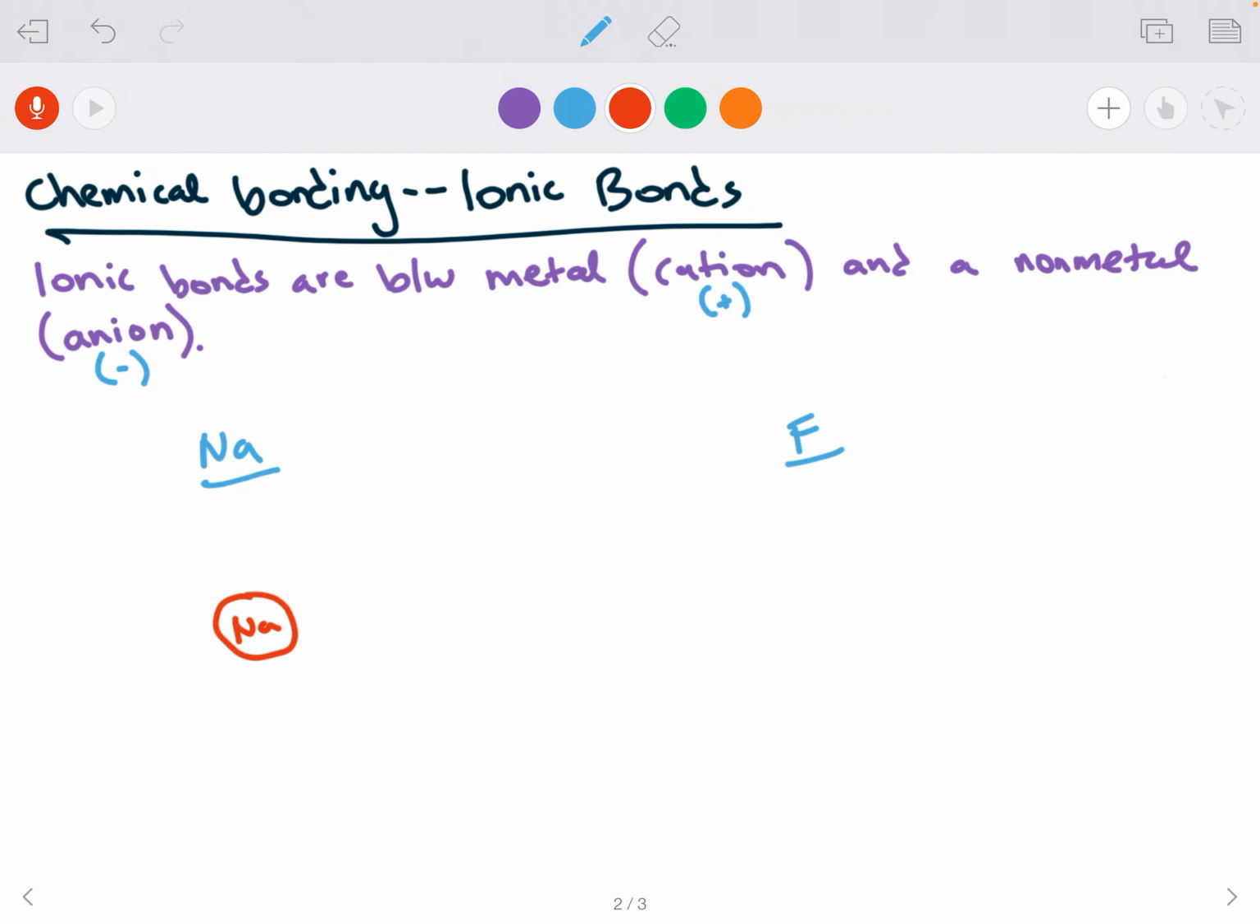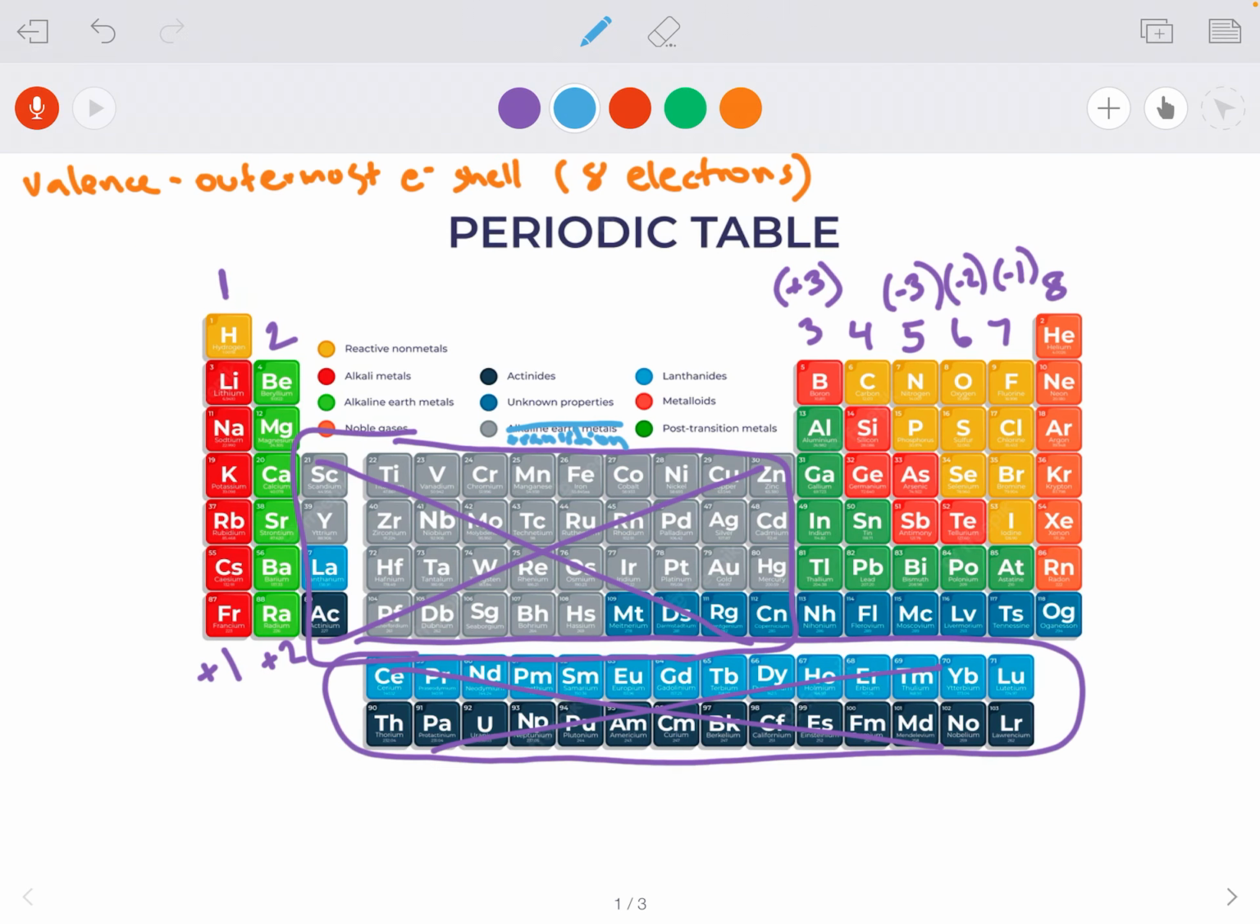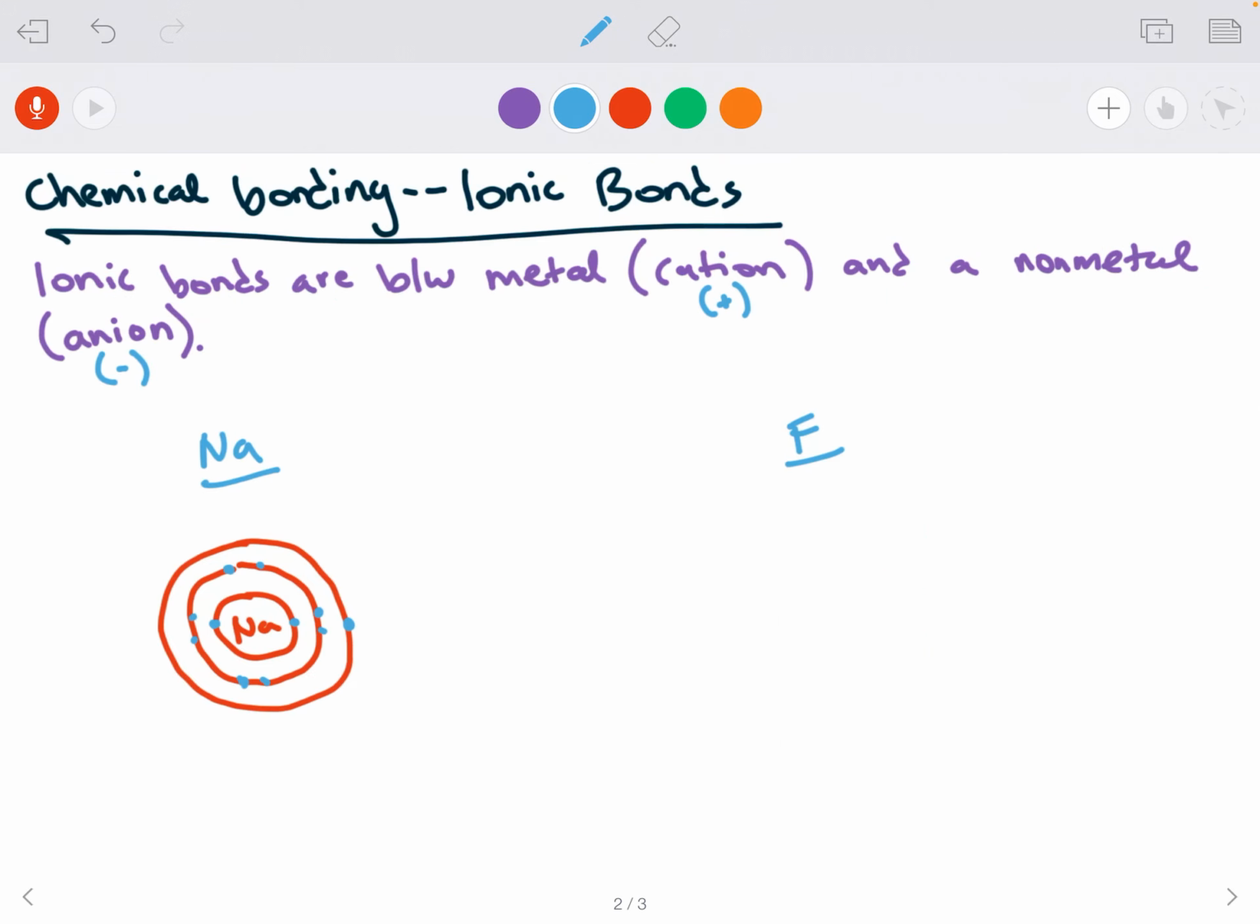Rather than drawing all the protons and the neutrons, I'll just label that as sodium. The first shell has 2 electrons in it, right? Because the first shell can only hold 2 electrons. The second shell here has 8 electrons. And then the third shell, the valence shell, has 1 electron. Together that's 11 electrons, and sodium's atomic number is 11. So 11 protons, 11 electrons, atomic number 11.